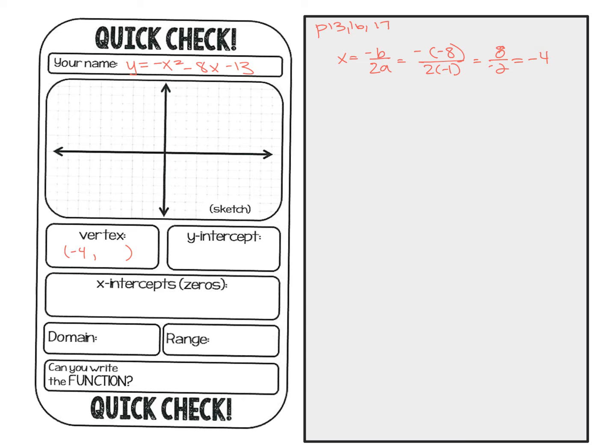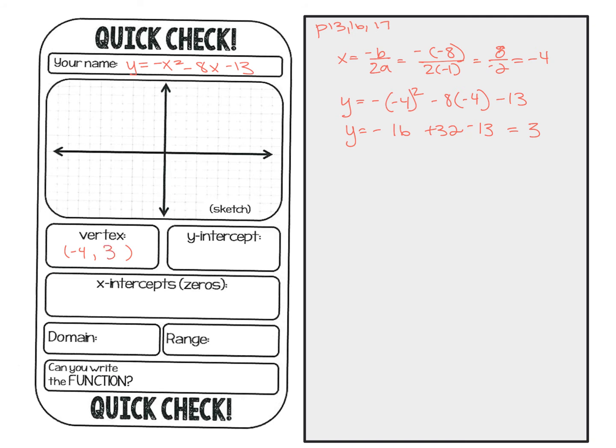Now let's do substitution and find my y coordinate. I'm going to plug that -4 in for x. So I have a negative in front because that's my coefficient, -4 squared minus 8 times -4 minus 13. Well, by PEMDAS, I do my exponents first. So -4 times -4 is positive 16, but there was a negative out in front, so that would become -16, plus 32 minus 13, and I believe that would give me a.